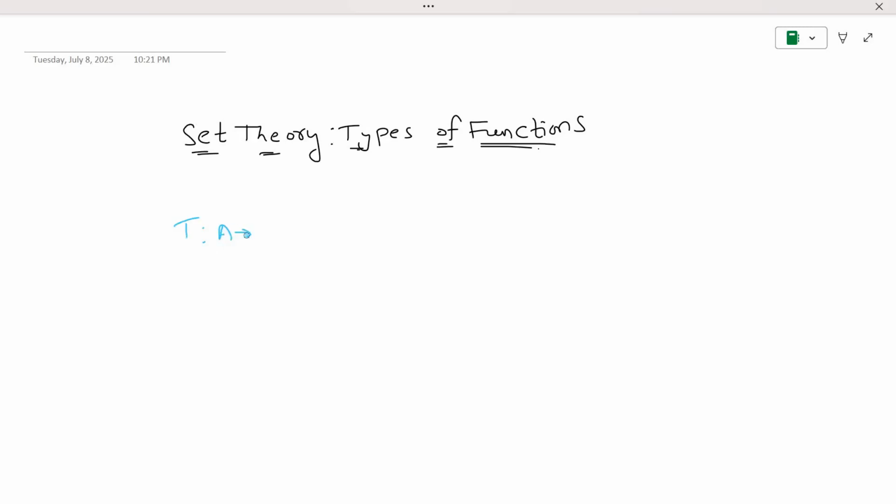So T is a mapping or a function from A to B. See, in set theory and real analysis, we will have a lot of notations. Please understand when I'm writing the notation and reading out, understand what does that mean. So here, T is a mapping from A. T is a mapping or a function from A to B.